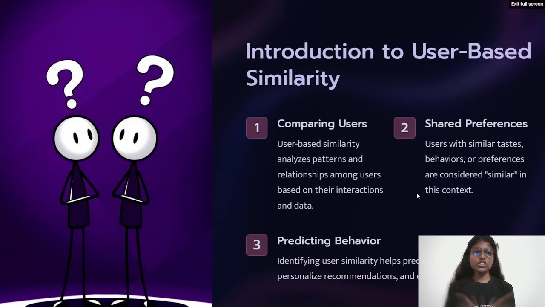Introduction to user-based similarity. What happens is they compare users. User-based similarity analyzes patterns and relationships among users based on their interactions and data. Shared preferences: users with similar tastes, behaviors, or preferences are considered similar in this context. Predicting behavior: identifying user similarity helps predict future behavior, personalize recommendations and enhance user experiences.